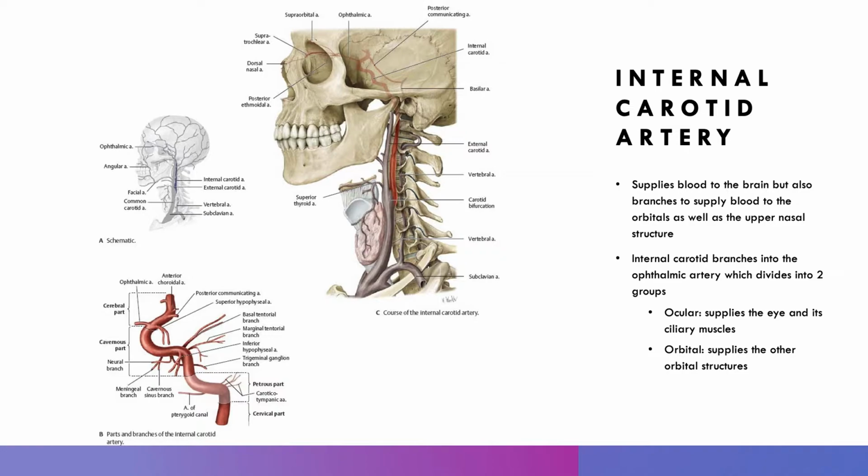The internal carotid artery supplies blood to the brain, but it also branches to supply blood to the orbits as well as the upper nasal structure. The internal carotid branches into the ophthalmic artery, which divides again into two groups, the ocular and orbital groups. The ocular group supplies the eye and its ciliary muscles, whereas the orbital group supplies blood to the other orbital structures.